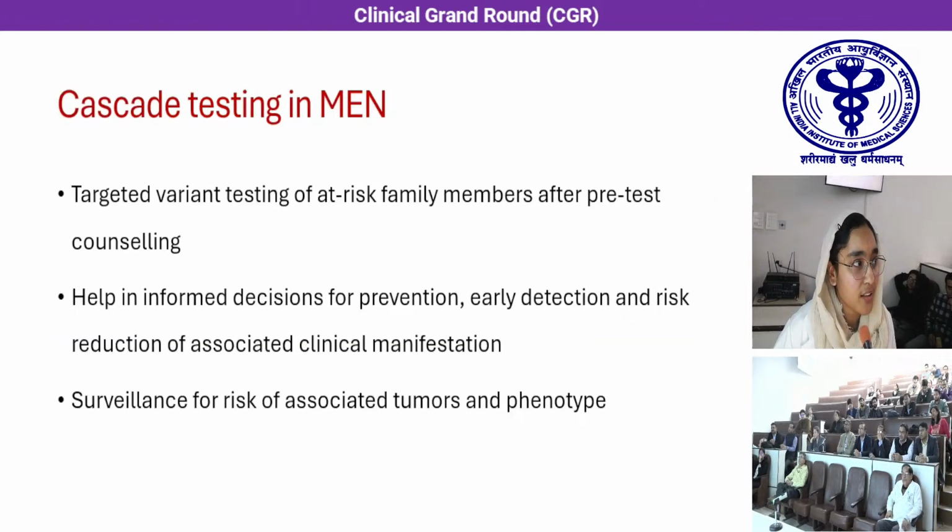Though we can make a clinical diagnosis of MEN1, MEN2A, MEN2B, and MEN4, genetic testing is of prime importance, and cascade testing in at-risk family members who are asymptomatic as of now should be offered. That helps them make informed decisions for prevention, early detection, and risk reduction of the associated clinical manifestations. And we can offer them surveillance or risk reduction options for the associated tumors and phenotypes.